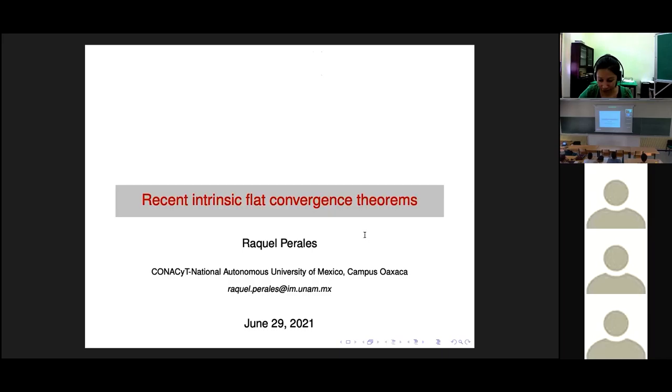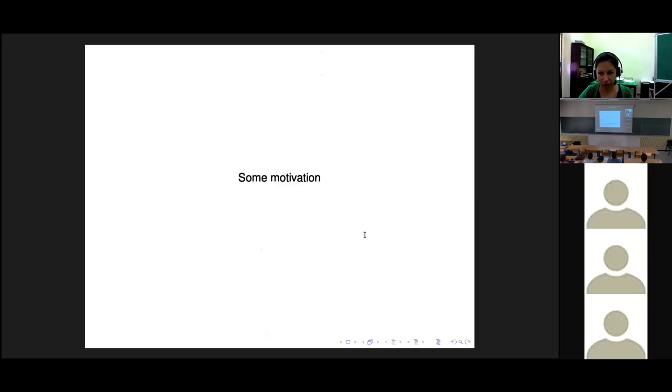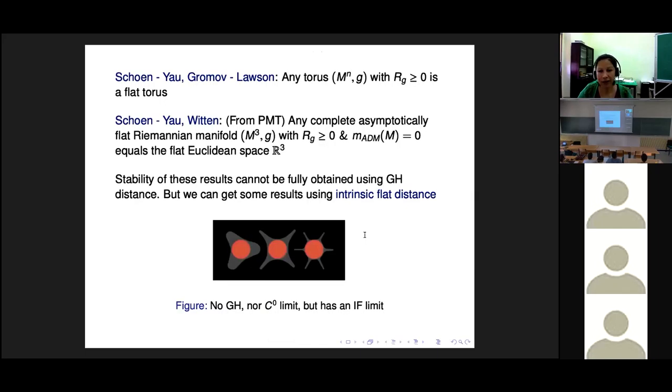So first, I'm going to give just one slide of motivation of why we want to do this type of thing. There are some theorems that involve scalar curvature. For example, the first one: if we have a torus and it has nonnegative scalar curvature, then we know that it has to be a flat torus.